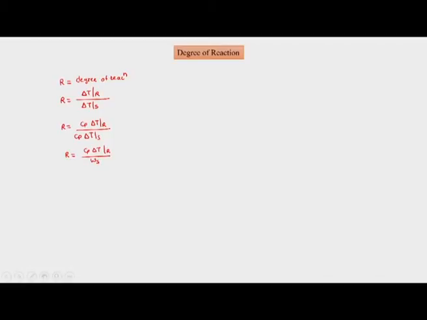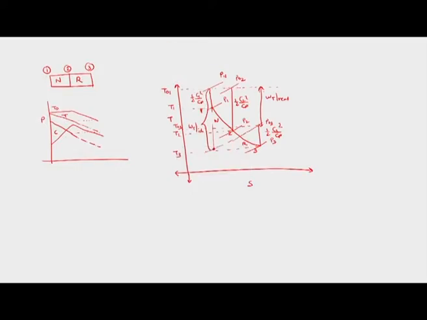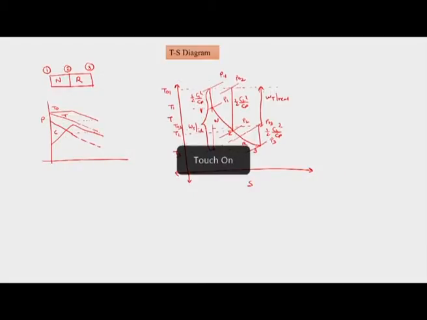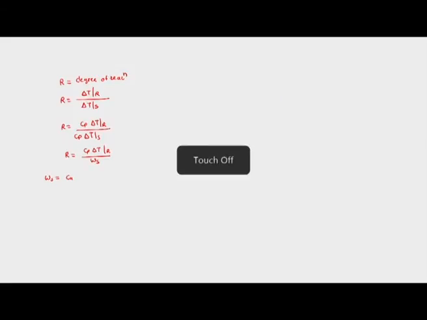Now we know the stage work formula: W stage is equal to Ca into U into (tan beta 2 plus tan beta 3). Now we need to find out what the delta T across the rotor is. So how do we find it?